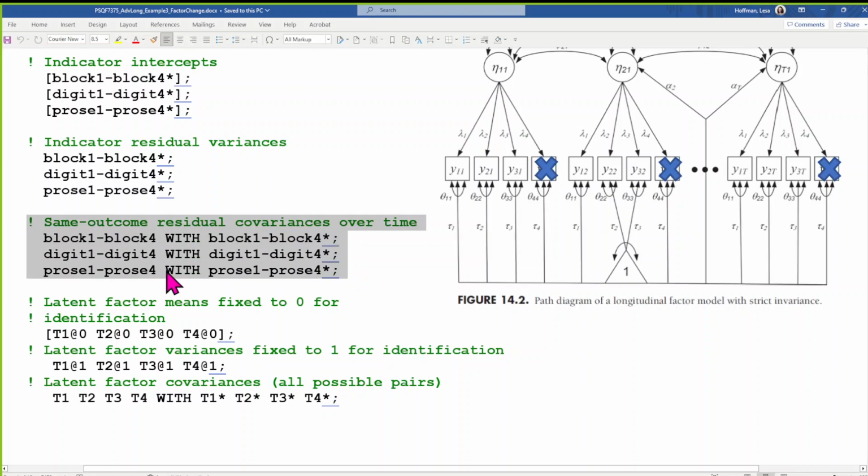Next layer. Same occasion residual covariances, which do not appear to be in the picture. That would have cluttered it up quite a bit. What we are allowing is basically the same measure over time to have an additional covariance because it's the same measure.